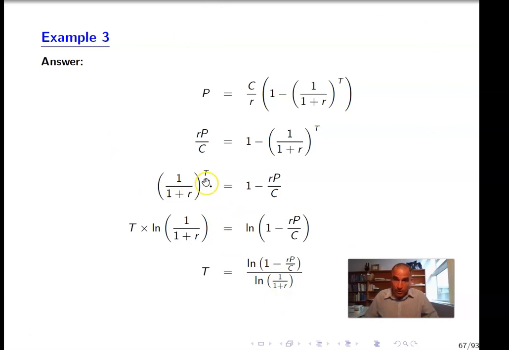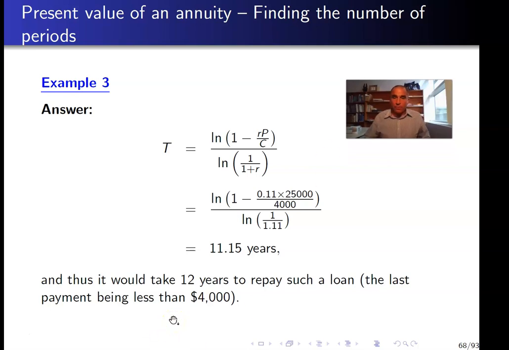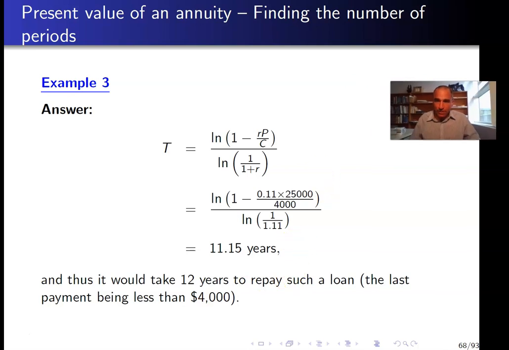We just rearrange everything such that we have an object to the power T equal to whatever. So we take the log of the object to the power T, and that allows us to take T in front of the log of the object, equal to the log of whatever, and T is equal to the log of whatever divided by the log of the object. So in this example, it would take about 12 years to repay such a loan, and the last payment would be less than $4,000.